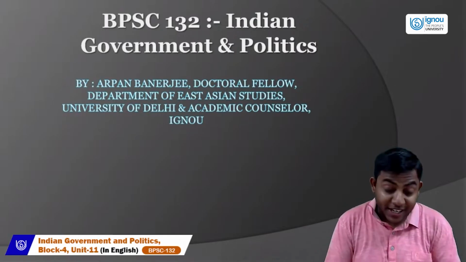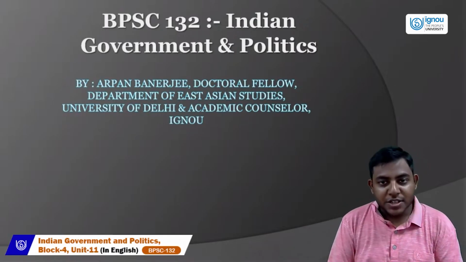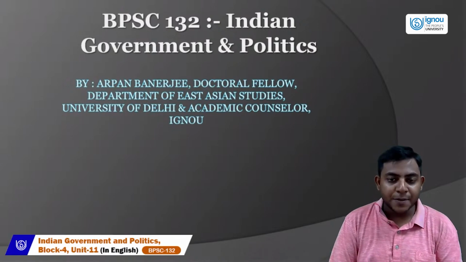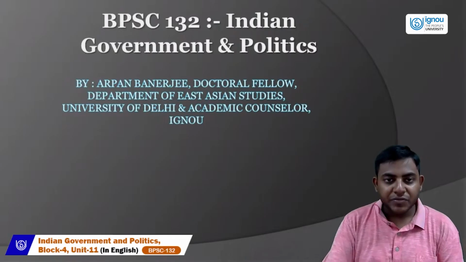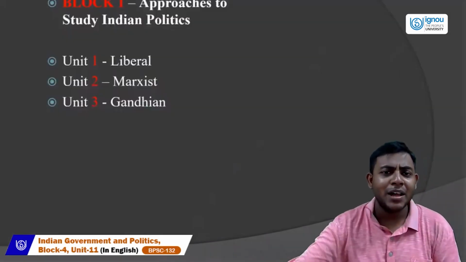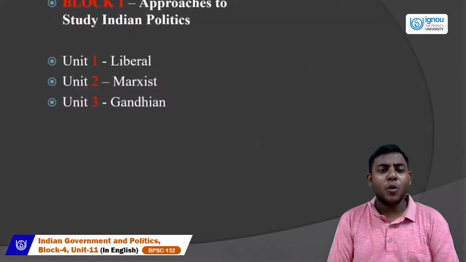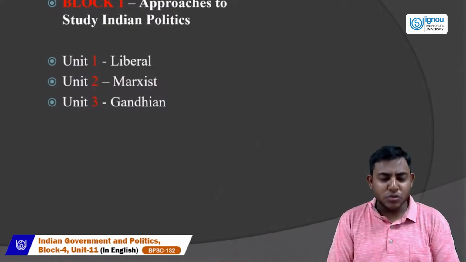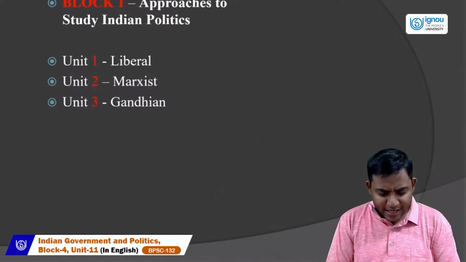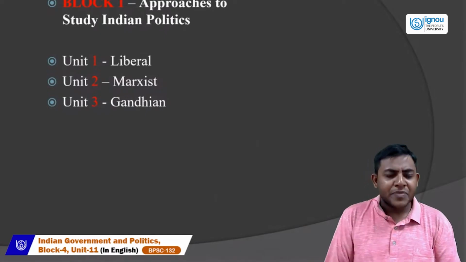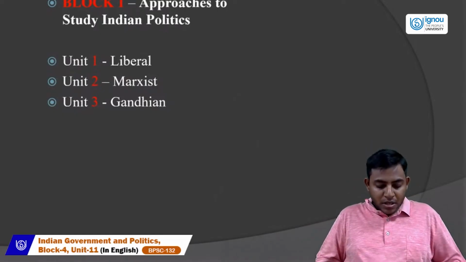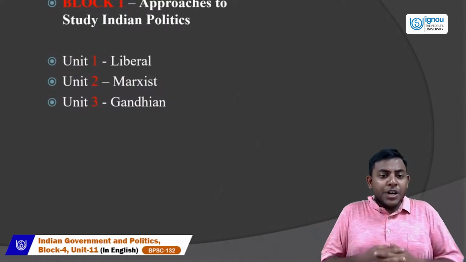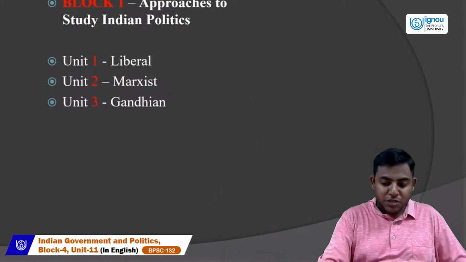So let us begin. Let us continue from where we left off in this paper, Indian Government and Politics, code BPSC 132. So far, we have discussed block 1, which pertained to approaches to study Indian politics. As part of that, we studied 3 approaches: the liberal approach, the Marxist approach, and the Gandhian approach. These were the 3 units in the first block.